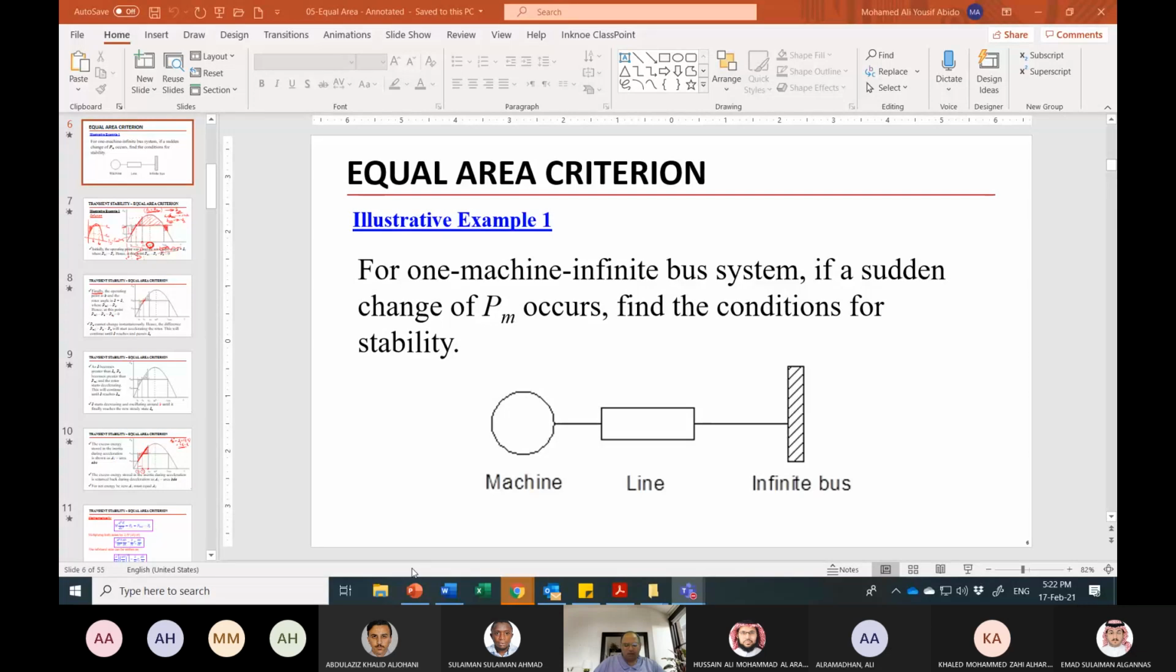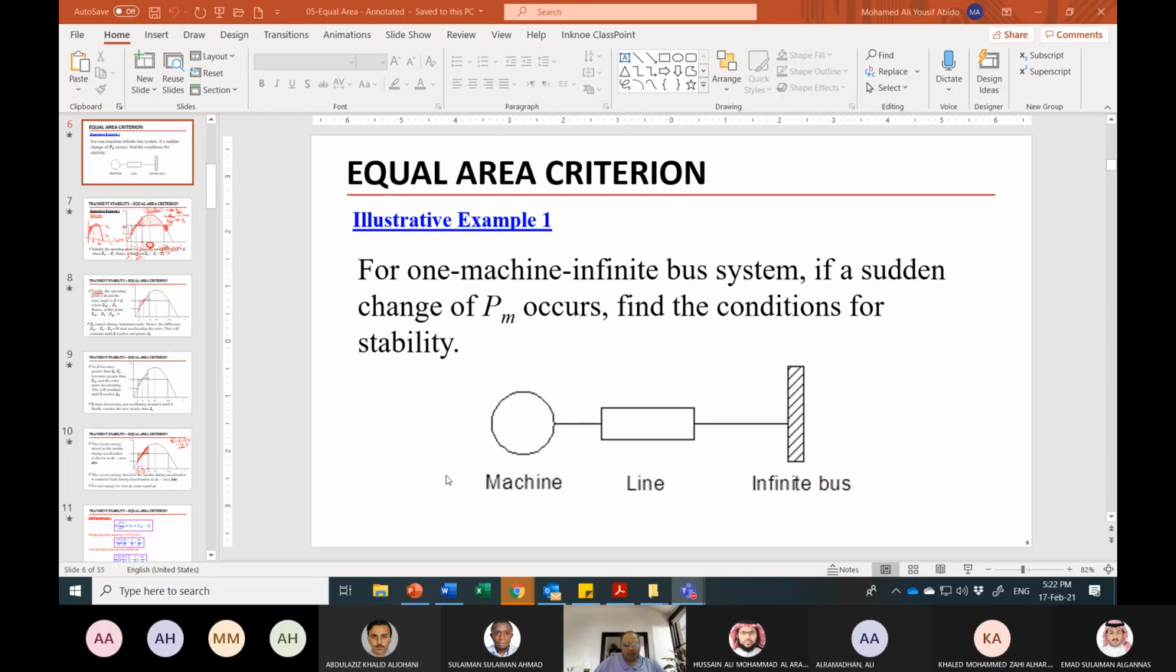So we are discussing several examples, and we analyze the stability of the system using this equal area criteria. Examples in terms of different disturbances: stable change in mechanical input or fault, different fault types, different locations of the fault. So we will examine the stability of the system in all these cases. This is the first example.